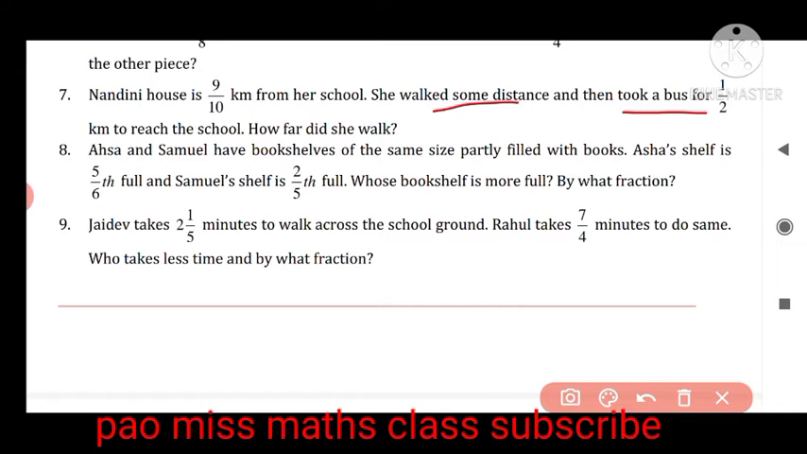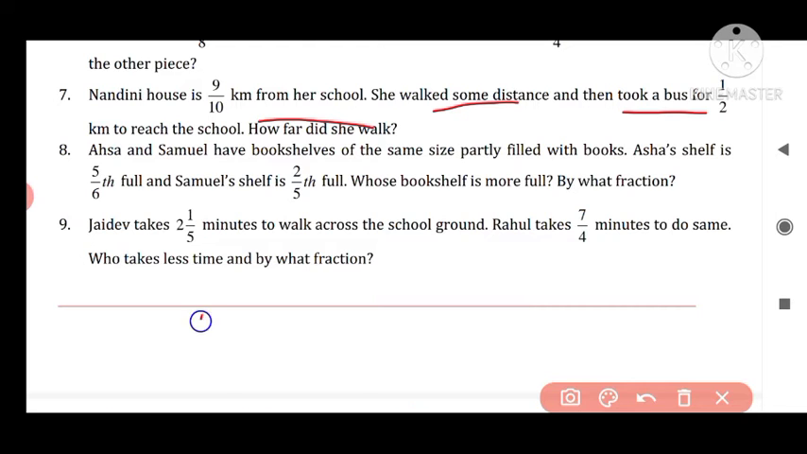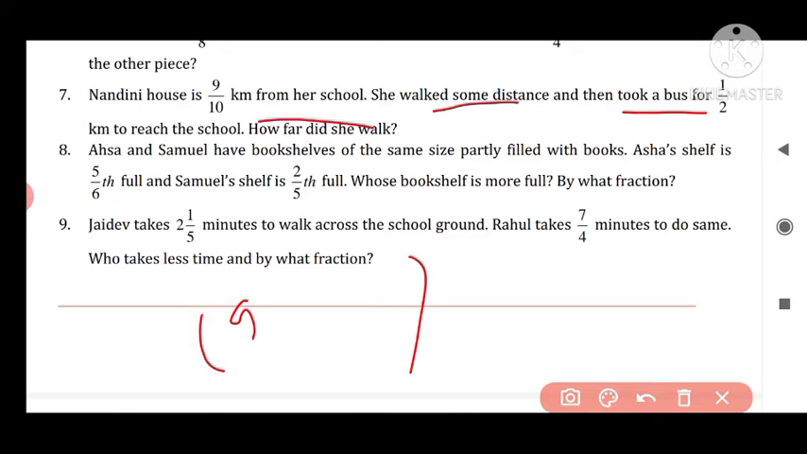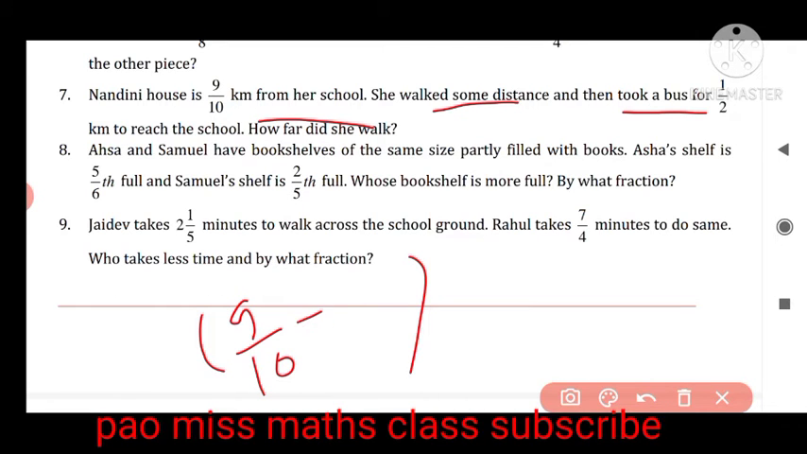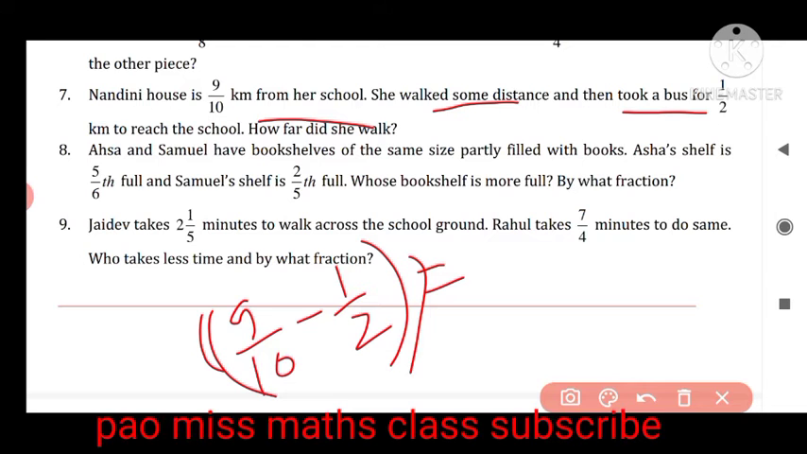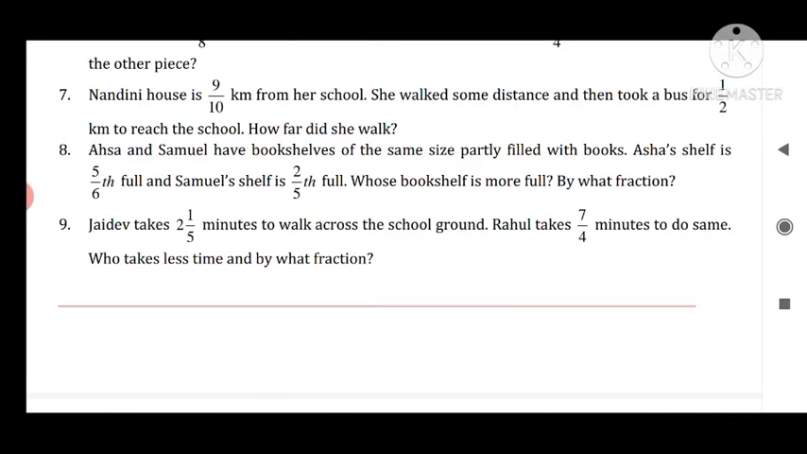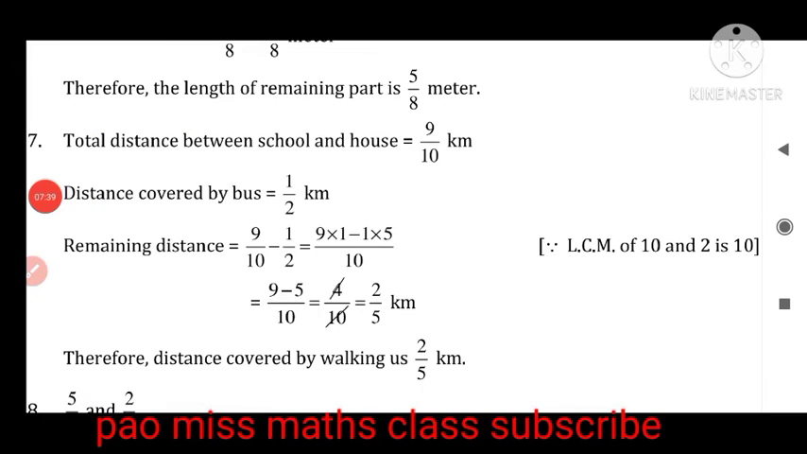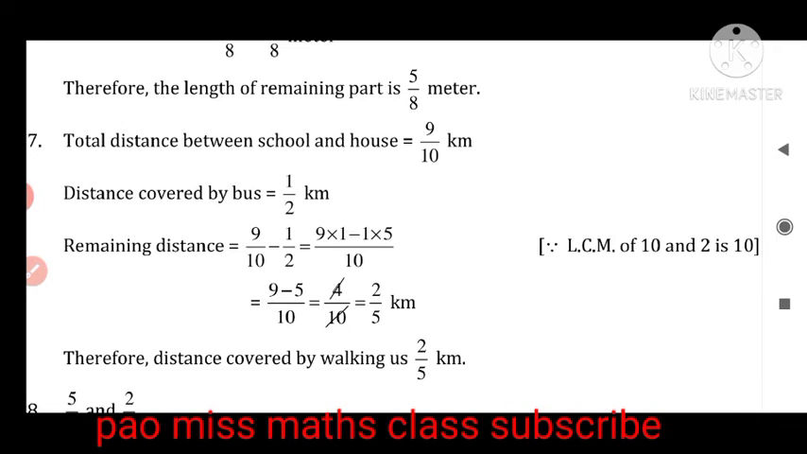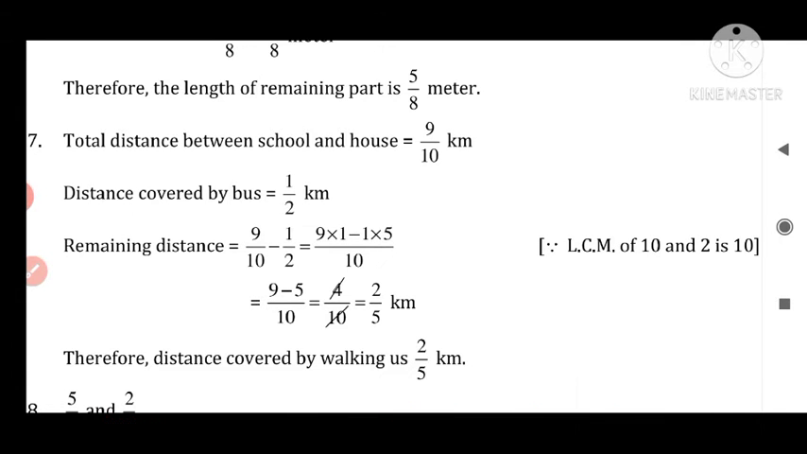Now what do we have to find? How far did she walk? Means the distance traveled by walking you have to find, and total is how much? 9/10, isn't it? And by bus is equal to 1/2. So you have to subtract this, then you will get the value of how much she walked. Okay, so the solution will be: total distance between school and house is equal to 9/10 kilometer. Okay, now the distance covered by bus is given as how much? 1/2 kilometer.